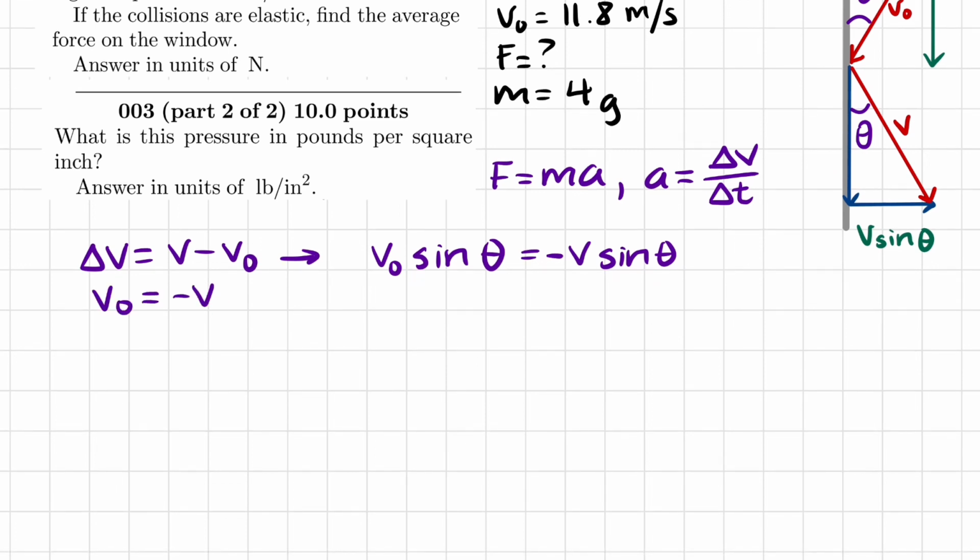Because they're equal and opposite, we can just ignore the sine theta because it is the same on both sides. So that means initial velocity is simply the negative version of the final velocity. So I can say that final velocity is negative 11.8 meters per second. Okay, let's put everything together.